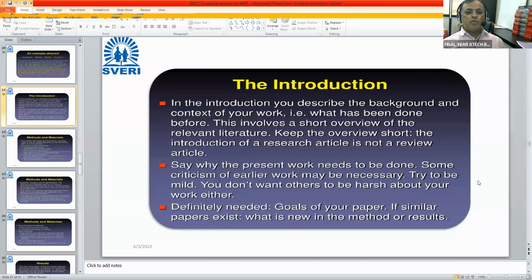Say that the present work needs to be done. Some criticism of earlier work may be necessary. Try to be mild. You don't want others to be harsh about your work either. This is all about the introduction. Definitely needed are the goals of your paper. Similar papers exist. What is new in the method or the results?